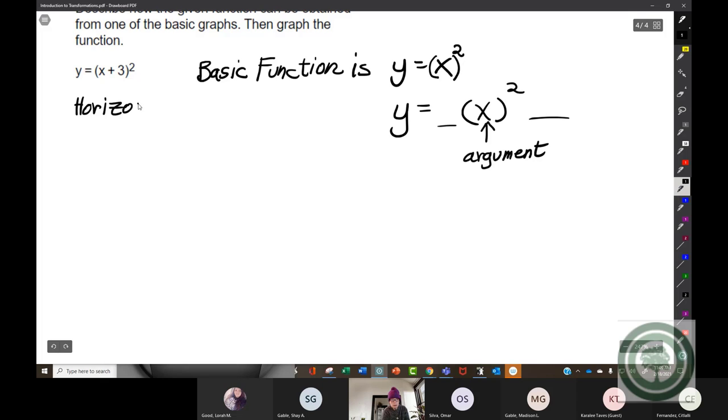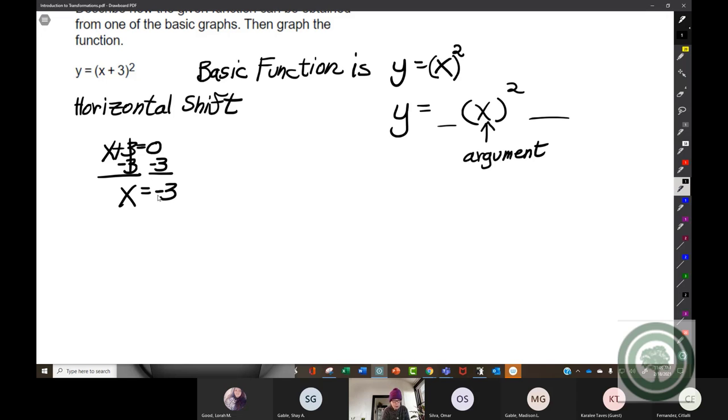Horizontal shift in the opposite direction from what you'd expect. But the way to make sure is always to take the argument and set it equal to 0 and solve for x. This will tell you exactly which direction you're going to be moving in and how many units. Your shift is going to be to the left 3 units. So y equals x squared is being shifted left 3 units.